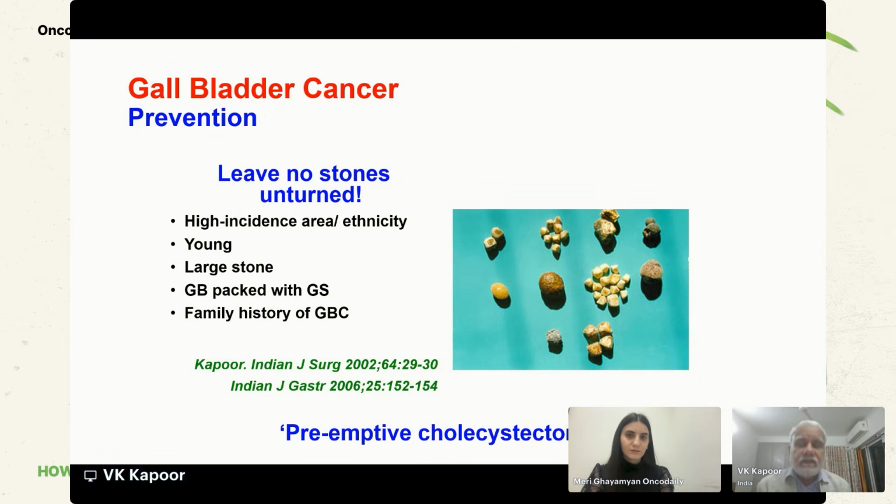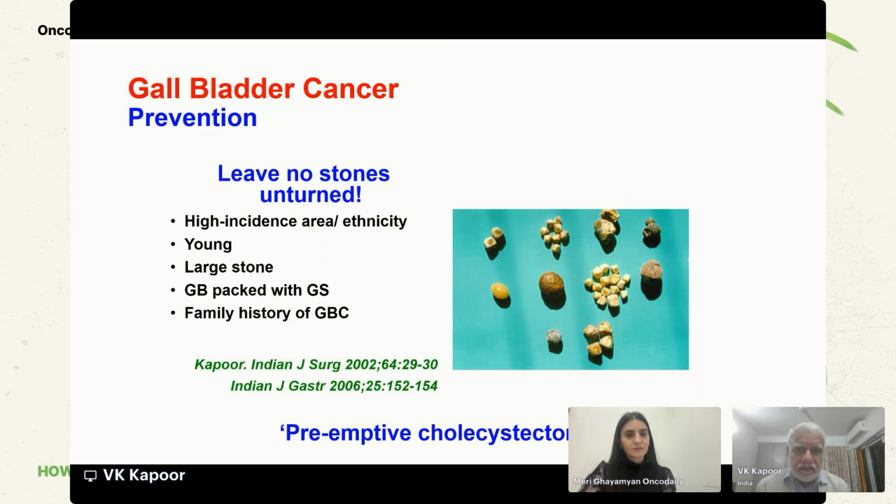According to data from the Western world, where gallbladder cancer is not common, the recommendation is very clear and very strong that nothing should be done, because the chances that these patients will develop a cancer are very, very low, and even lower than the risk of cholecystectomy.